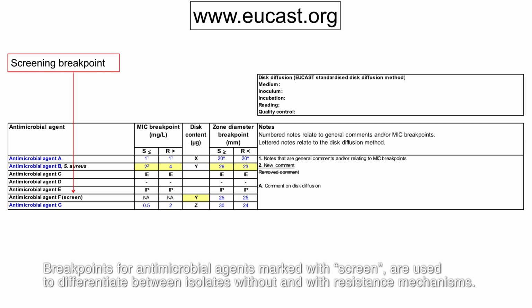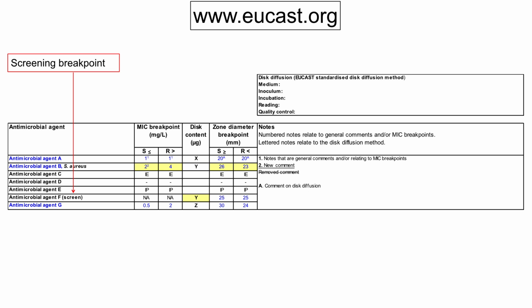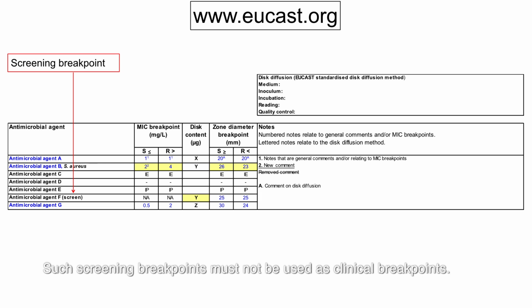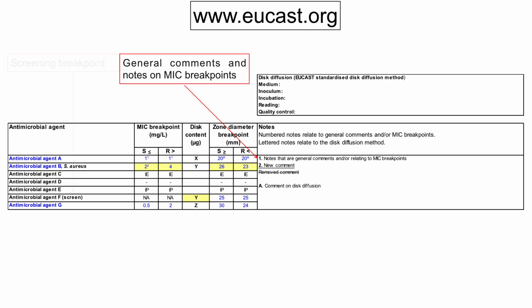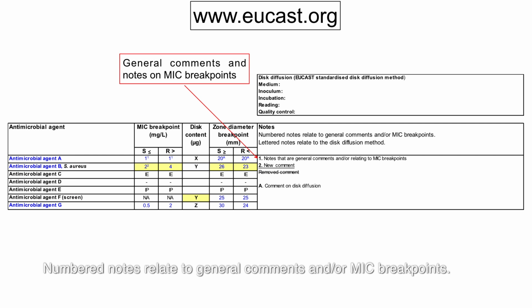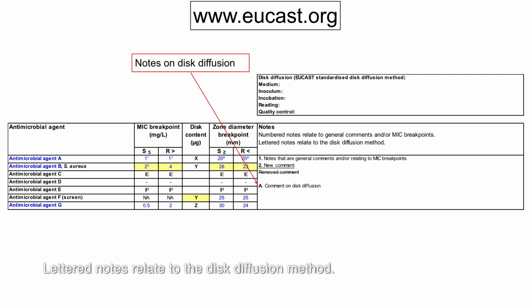Breakpoints for antimicrobial agents marked with screen are used to differentiate between isolates without and with resistance mechanisms. Such screening breakpoints should not be used as clinical breakpoints. Numbered notes relate to general comments and/or MIC breakpoints. Lettered notes relate to the disk diffusion method.